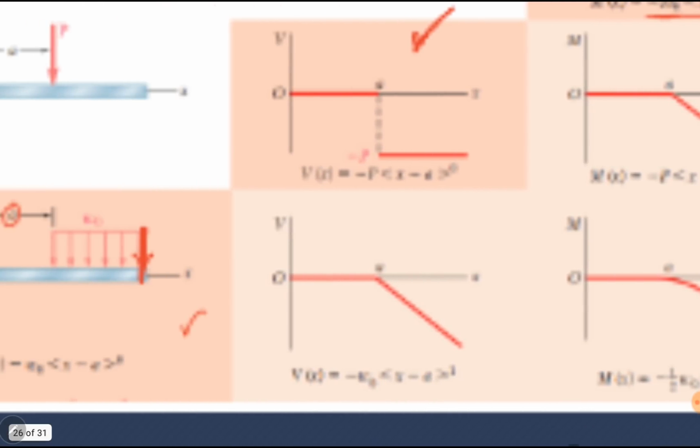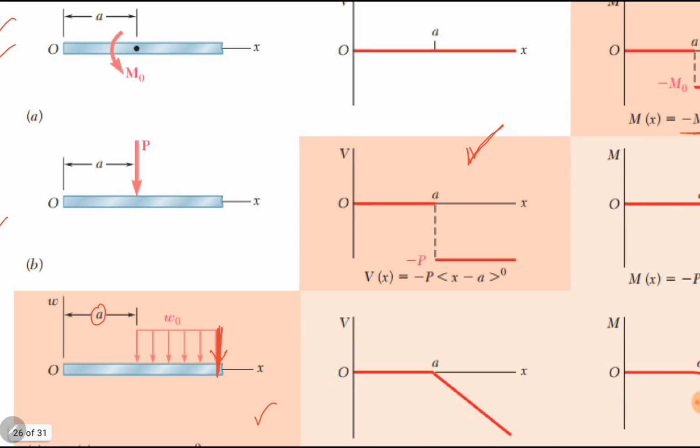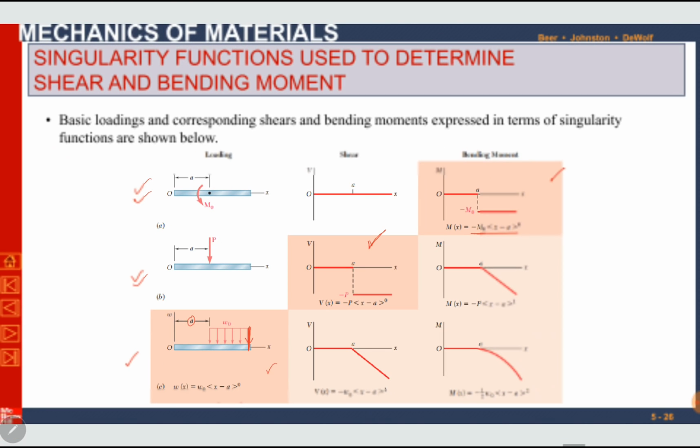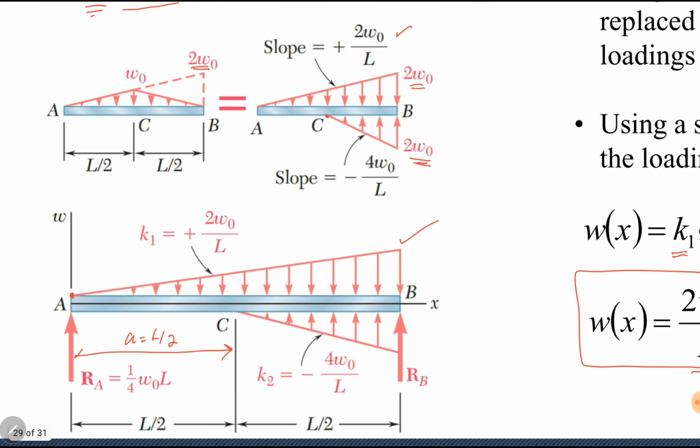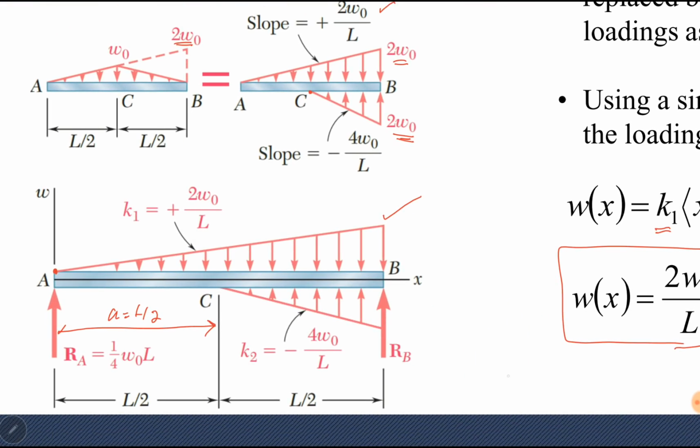singularity function for a concentrated load. It is here. For a downward concentrated load, it is minus P into x minus A power 0. For downward, it is minus P. For upward, it will be plus P. Singularity function for this load can be written as plus P, so plus 1 over 4 W naught L into x minus A power 0. A for this one is 0, distance from the left hand. So it becomes 1 over 4. X minus 0 means x. X power 0 is 1.